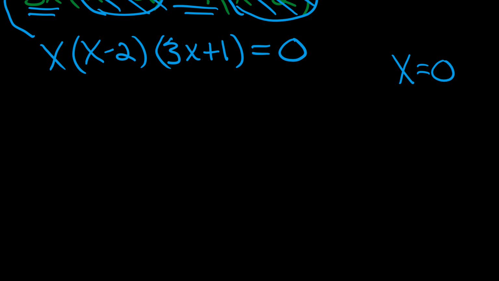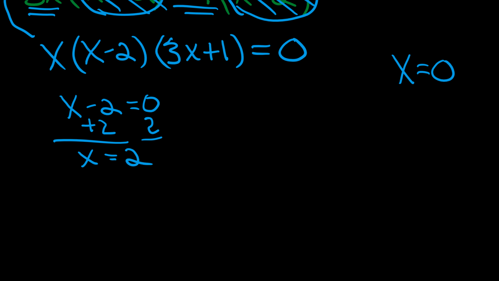Okay? Then I've got x minus 2 equals 0. Well, I could set it up here and say x minus 2 equals 0. And what is x going to be? Well, I'll add 2 to both sides. So x equals 2 is my second answer. x equals 2.